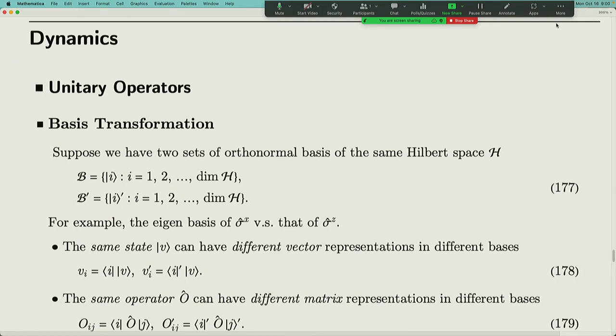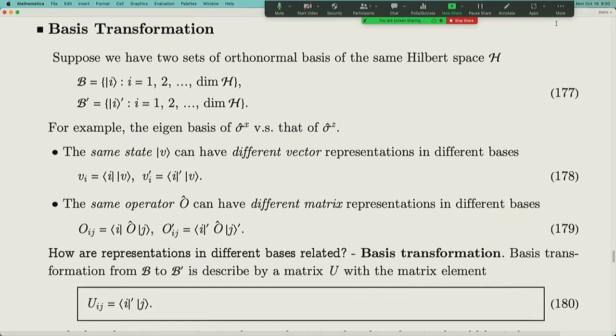So today we will continue our discussion of quantum dynamics, which is about time evolution of quantum state. Last time we learned about unitary operators, which turn out to be very important in understanding the time evolution of a quantum state. As an introduction or motivation, we start with this discussion of basis transformation, because a unitary operator can always be viewed as an operator that performs basis transformation.